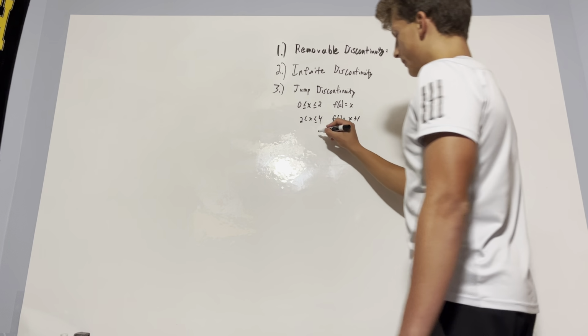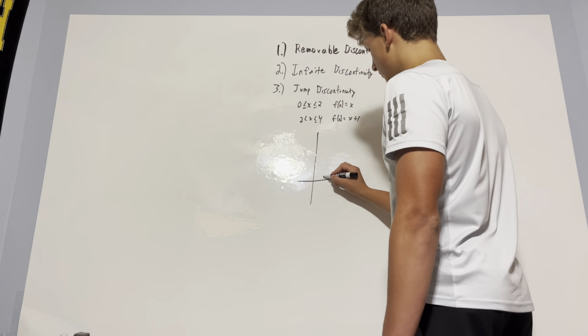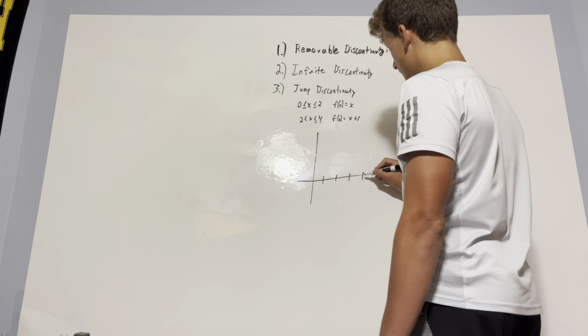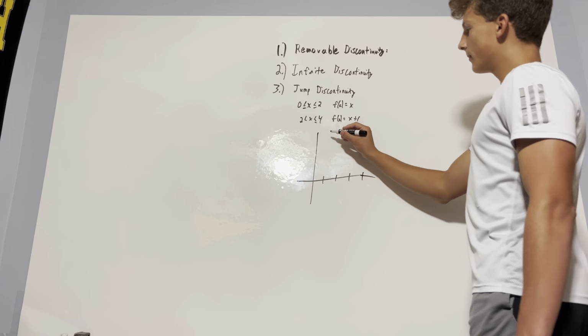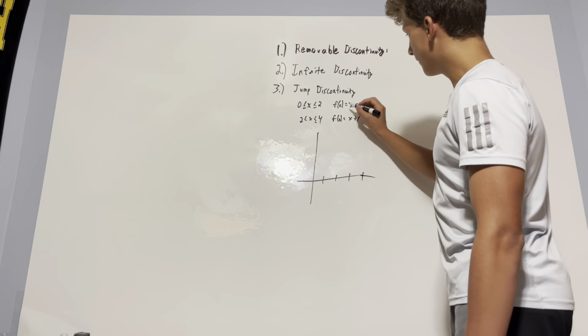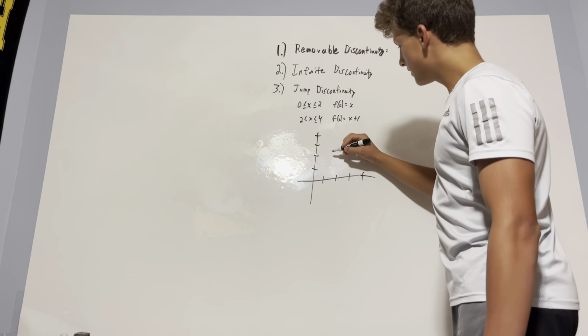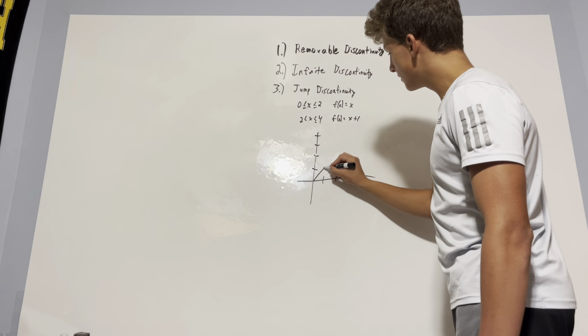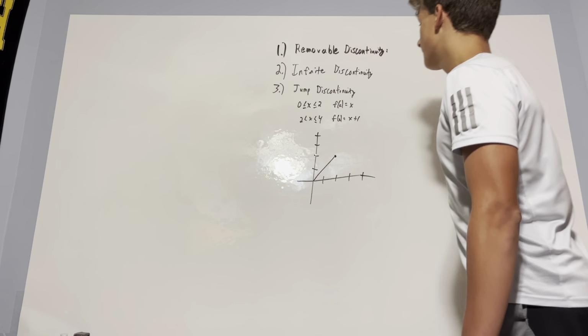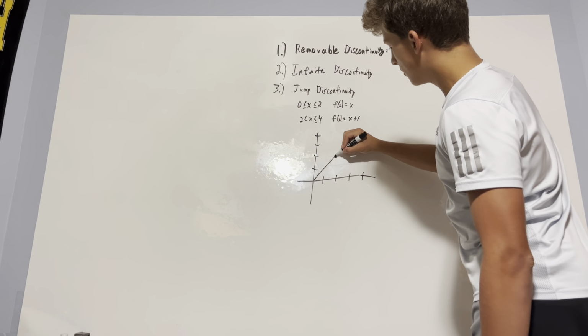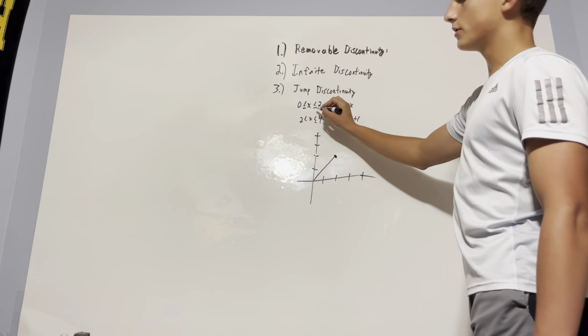Well, if we were to graph this, we have 1, 2, 3, 4. So as x goes from 0 to 2, we have f of x equals x. That's just going to be a line that goes from 0, 0 to 2, 2. And we're going to draw a closed circle there because it's inclusive of 2.